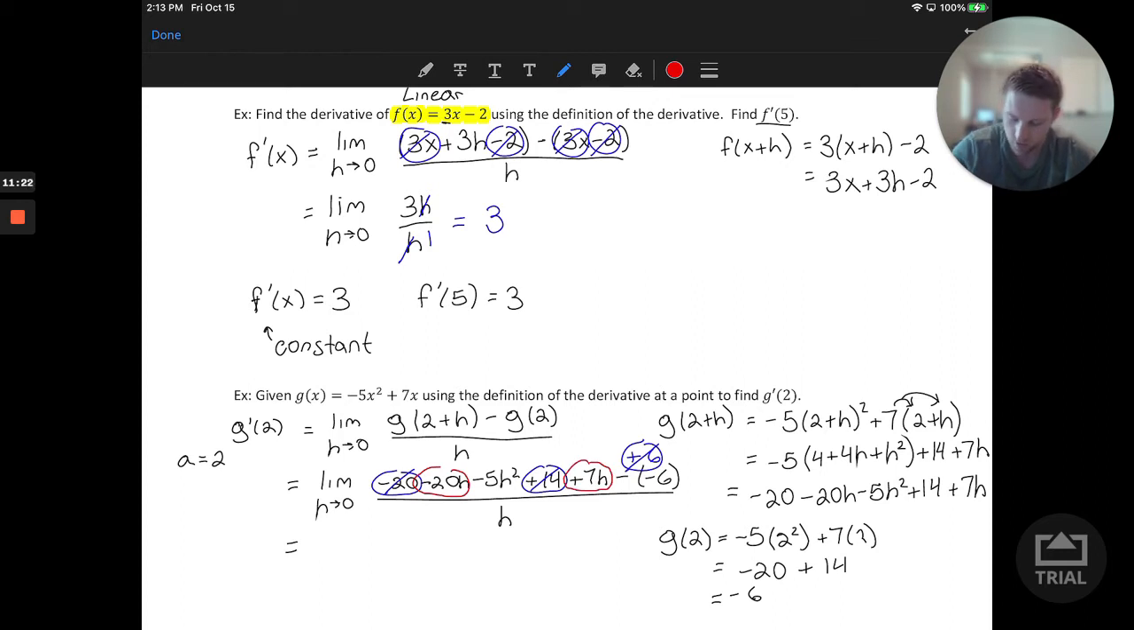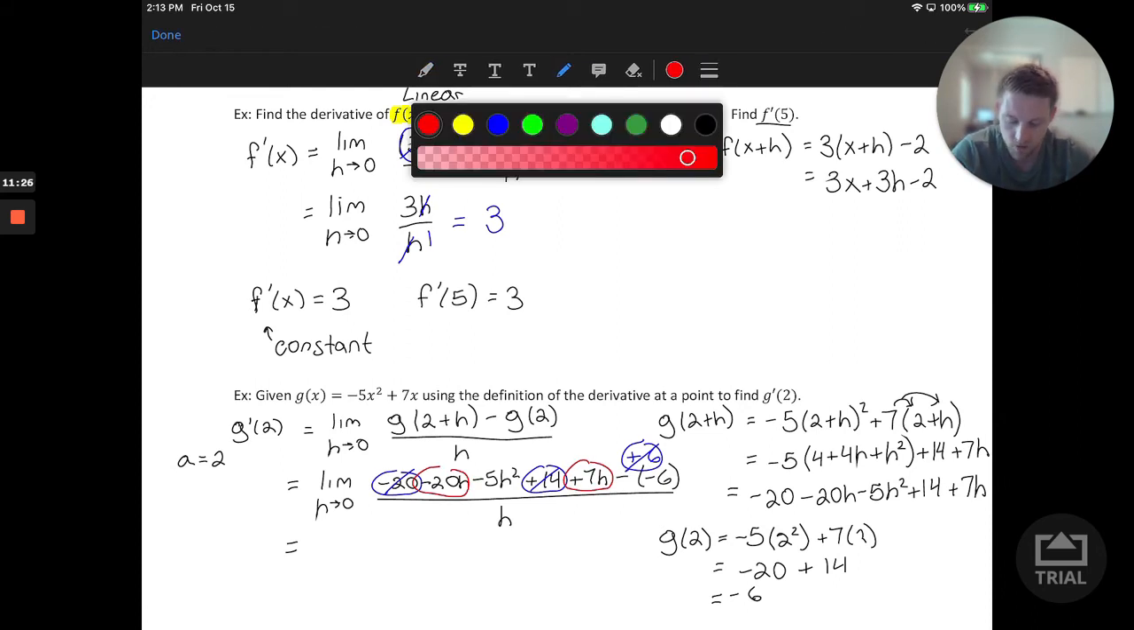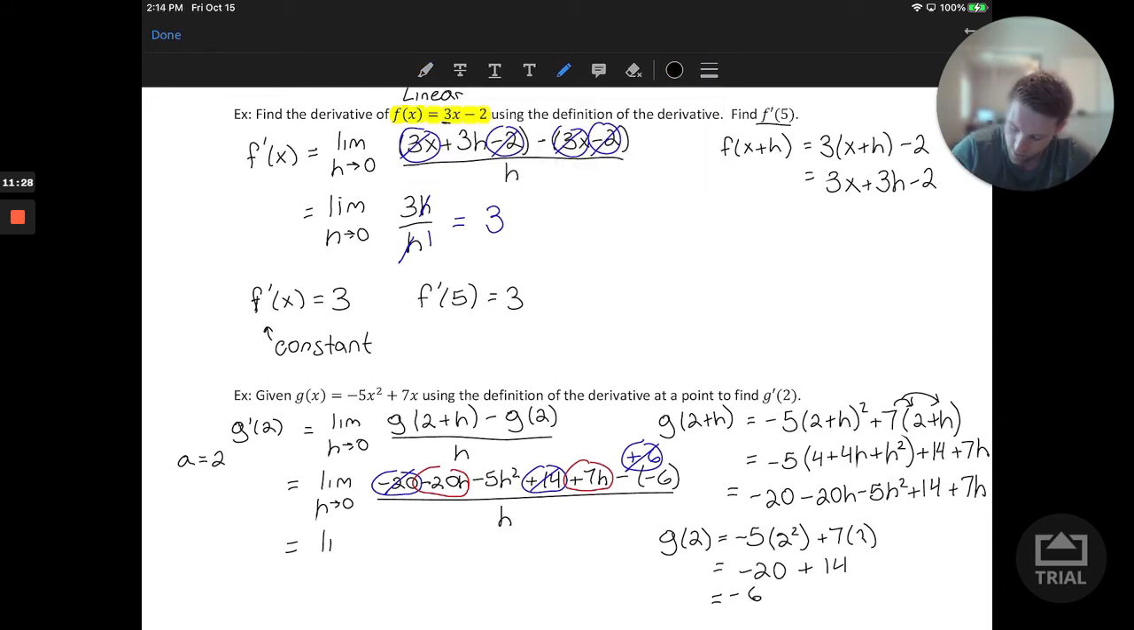So let's rewrite the limit with that, and then we'll have the minus 5h squared. So we have the limit as h goes to 0 of negative 13h minus 5h squared, divided by h. So that's nicely simplified for us.